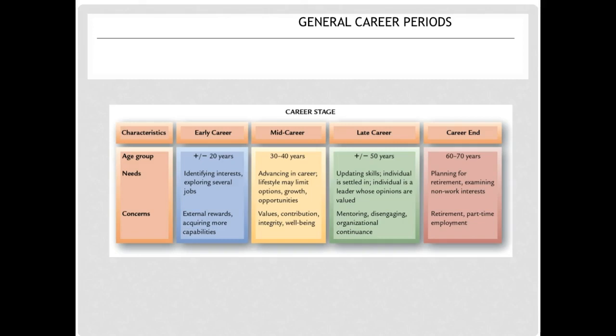Late career is when you hit your 50s, give or take, and here you're focusing on how to update your skills, and how to get settled in and be comfortable where you are. How do I settle into a leadership role? Do I engage in mentoring and things like that? When we hit 60 and 70, we're in our career end, we're thinking about retirement, we're thinking about our non-work interests. These things are much more important to us. So what we value more is retirement and part-time employment and that transition into something greater.